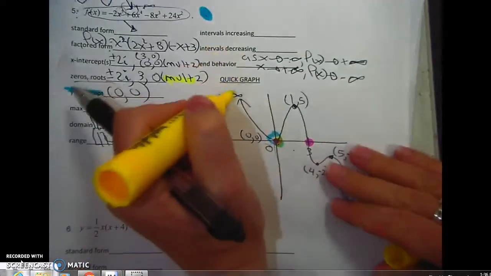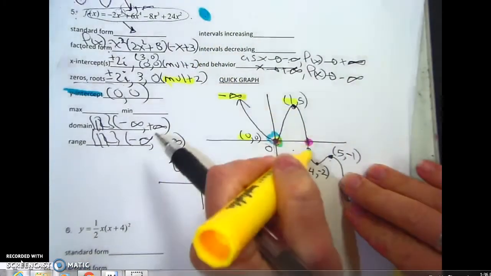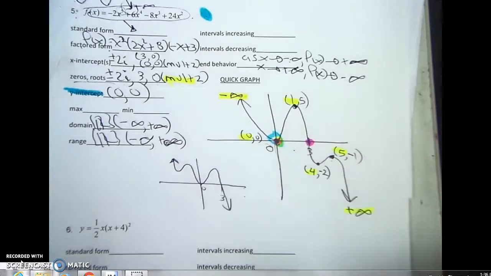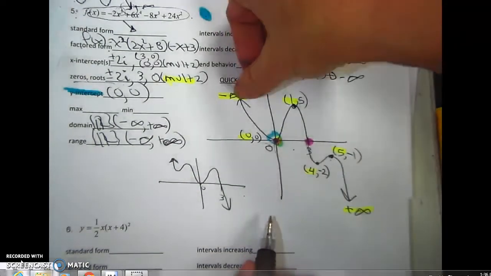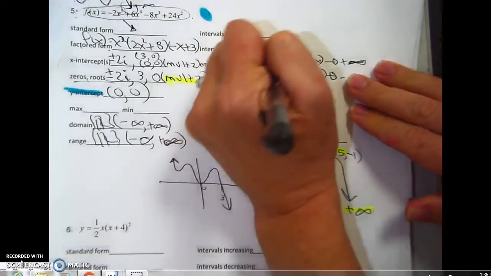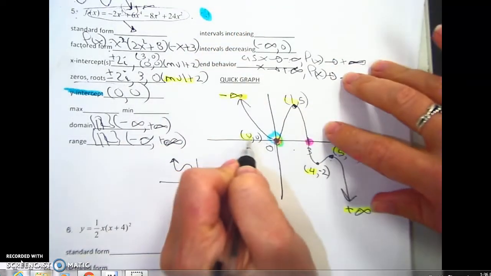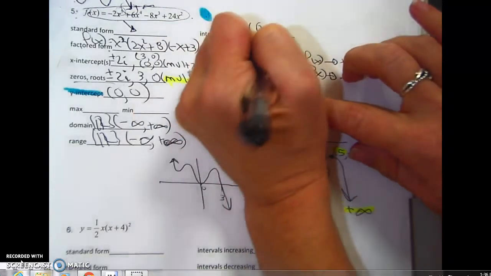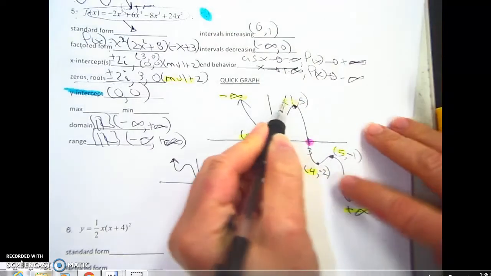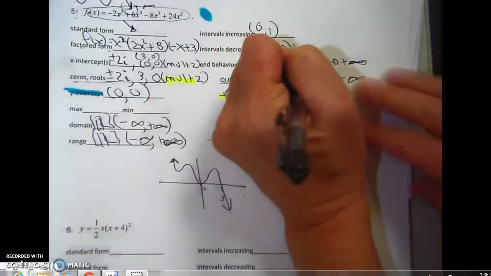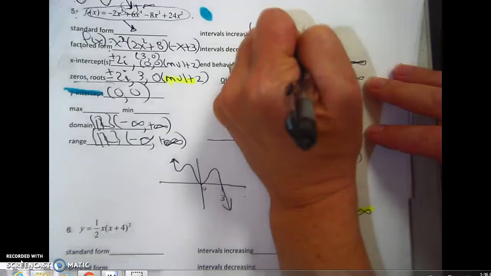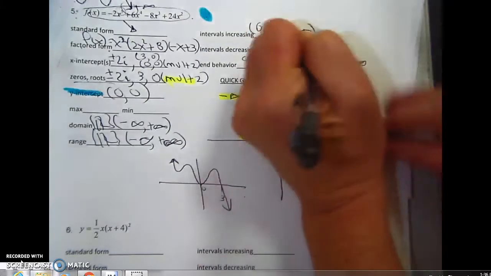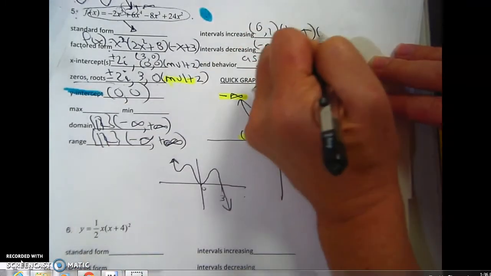So if I'm going to do my intervals, it's definitely getting complex. To the 5th power is a workout. Negative infinity to 0, decrease. 0 to 1, increase. 1 to 4, decrease. 4 to 5, increase. 5 to positive infinity, decrease. Oops.